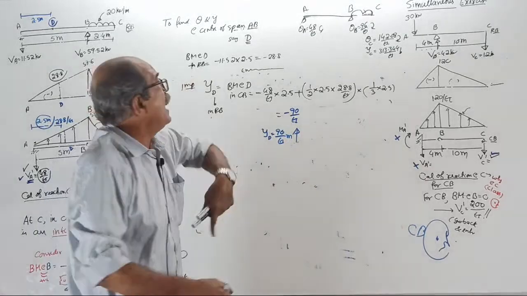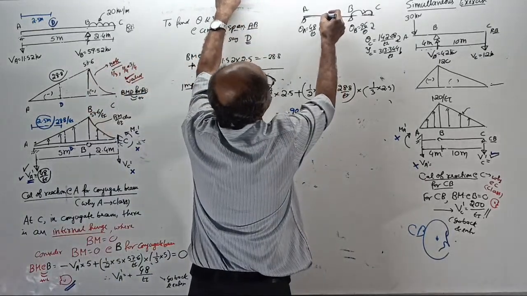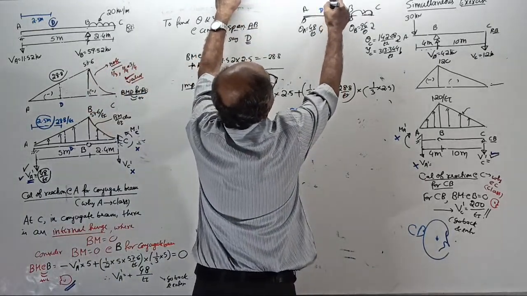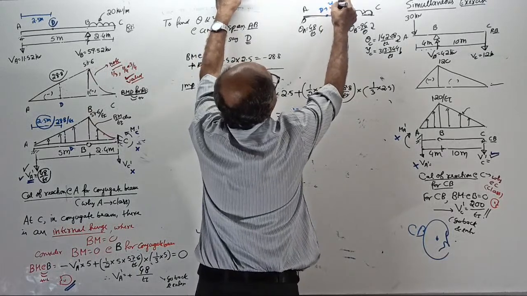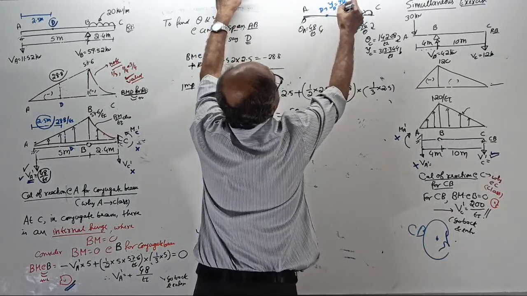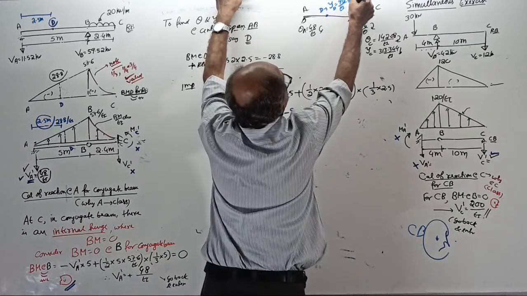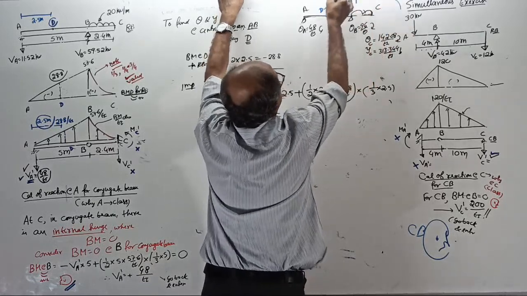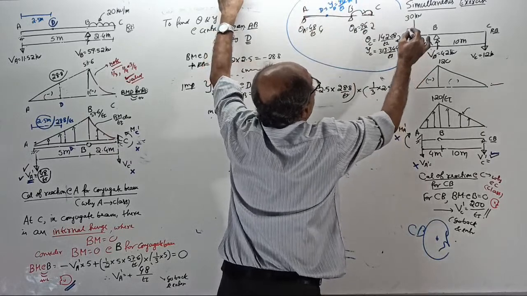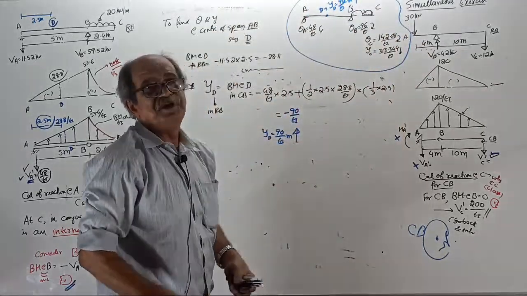See, negative came upward. Lastly, at center here D, your deflection is 90 by EI meter upward, which is the result we got by the conjugate beam method. Very important for competitive examination.